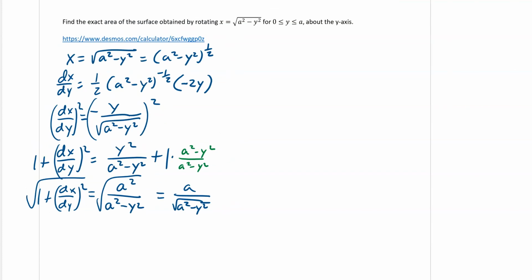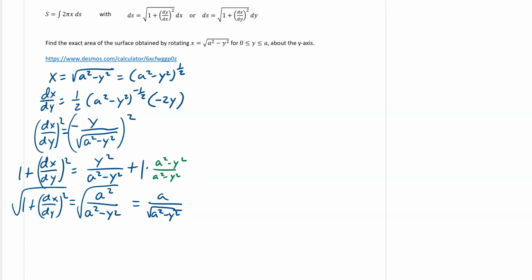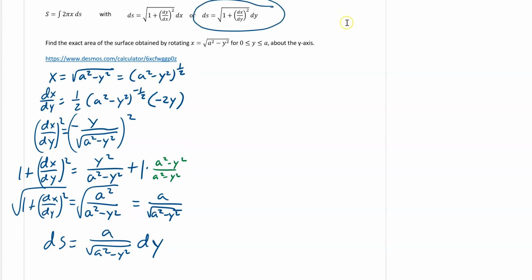So now that's our partial of our ds, and we're going to throw a dy on the end. So if we want to write it, we have ds equals a over the square root of a squared minus y squared dy. Since we took it with respect to y, we have to write dy. We are using this one. We probably should just circle it just to know which one we're using.